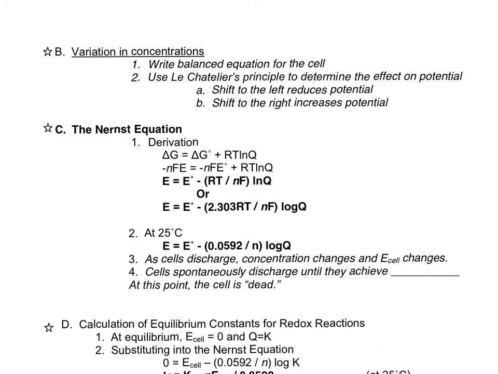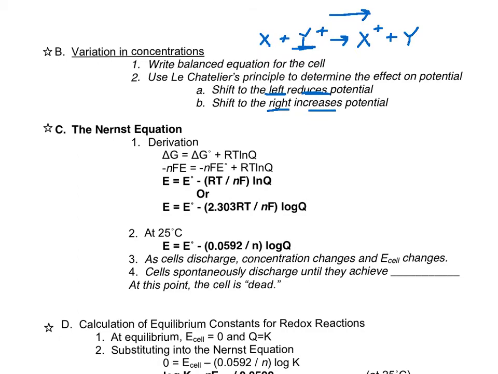Now you can use Le Chatelier's principle to figure out what direction the reaction is going. For example, here's my little cell. Let's say I add some of this, and it's going to shift the direction of my cell over to the right. If you shift to the right, you tend to increase your cell potential. If you shift to the left, it tends to decrease the cell potential. This has to do with the shifts in K, and we're going to look at that next.